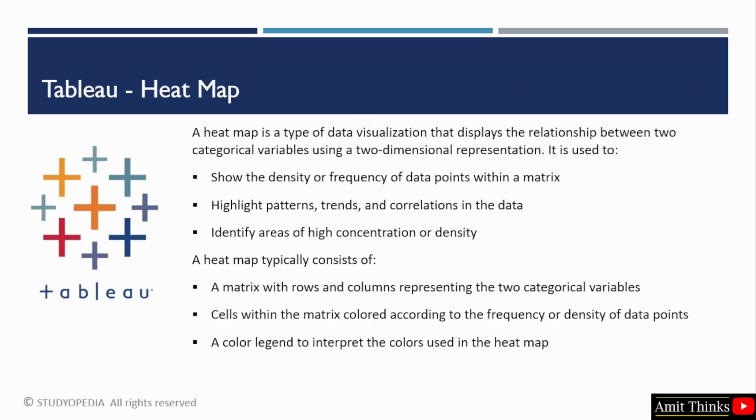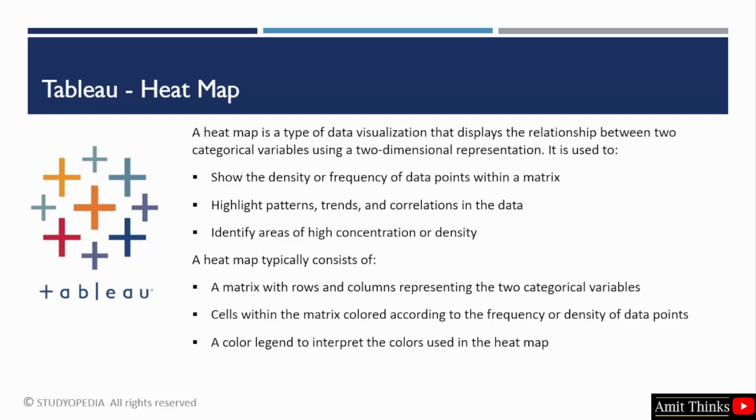Let's see. So consider a heat map as a map to display the relationship between two categorical variables using a two-dimensional representation. For example, you can visualize profit and sales data across different regions and subcategories. You can display the density or frequency of data points within a matrix. You can also identify areas of high density.